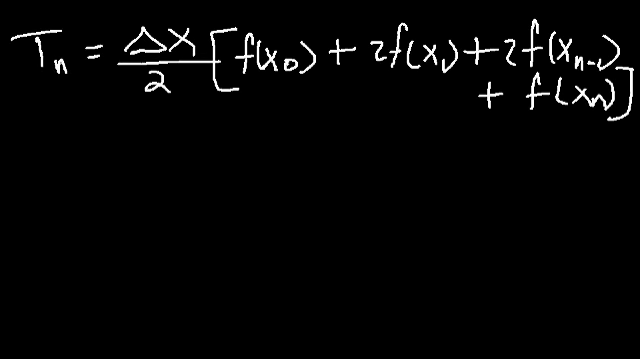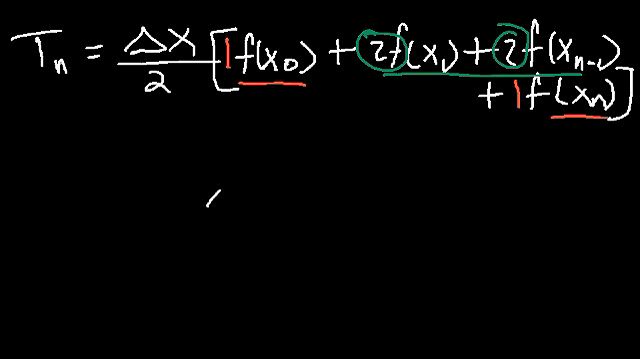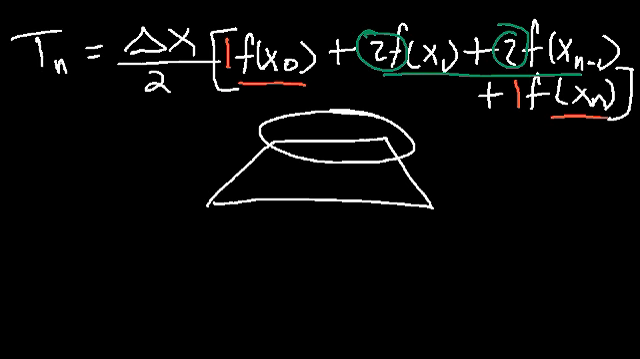So for the trapezoidal rule, the first term and the last term don't have a 2 in front. They have a 1 in front of them. Every term in the middle has a 2 as a coefficient. So that's what you need to keep in mind. As you can see, it has the shape of a trapezoid. Only the middle portion has a higher value, so we have a 2 for the middle part.